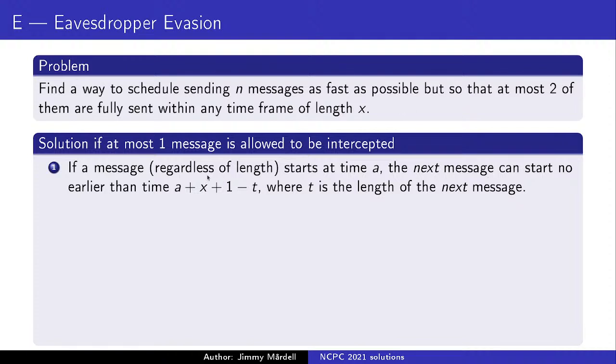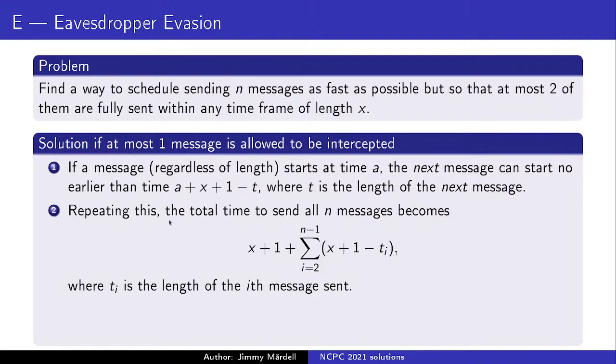And the observation is that if you have some message, regardless of how long that message is, still at most x, and if that starts at time a, the next message after that can start no earlier than at time a plus x plus 1 minus t, where t is the length of that next message. Because if it starts 1 time step earlier, at time a plus x minus t, without the plus 1, then both of these 2 messages will be contained in the window from time a to time a plus x. And that's not allowed. So if the next message that we send has length t, you cannot start it any earlier than a plus x plus 1 minus t.